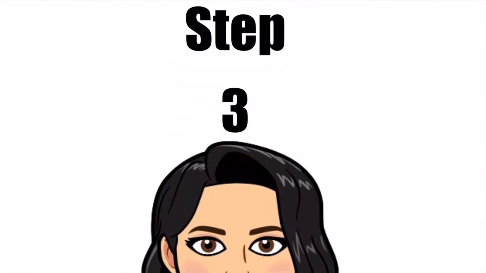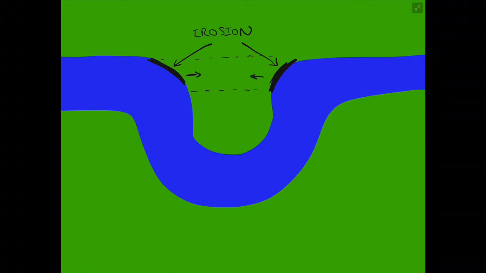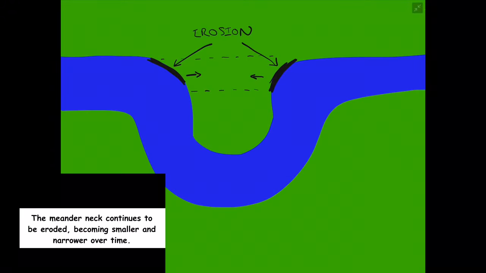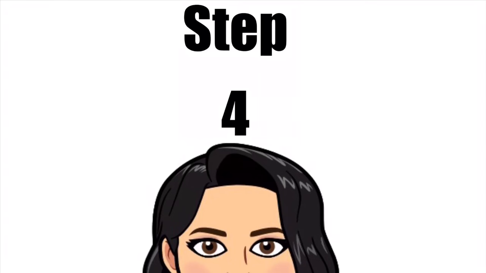Step three in the formation of the meander is when the meander neck continues to be eroded, becoming smaller and narrower over time. Step four is when our meander begins to turn into an oxbow lake. This is due to continued erosion causing the river to cut through the neck of the meander completely, creating a shortcut almost for the river current. Because the river wants to travel the fastest it possibly can, it chooses the fastest direction and the fastest current, so it takes the shortcut.